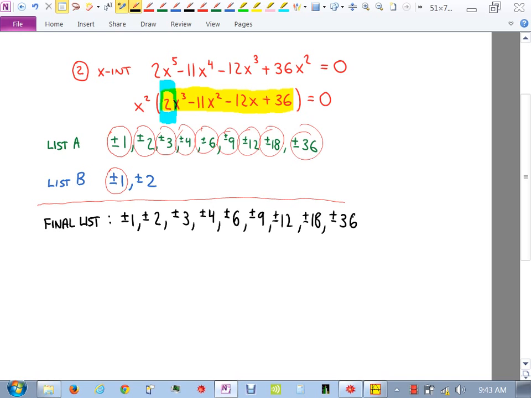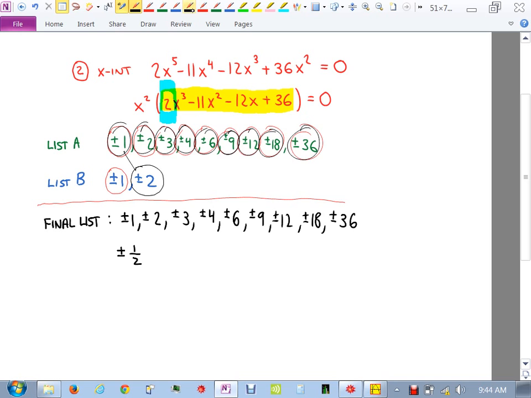Okay, now I have to go through and divide all those numbers this time by 2. So I need to take every number I had in my original list, my list A, and now divide each of them by 2. All right? So let's take the first one. What's 1 divided by 2? Plus or minus a half. So I'm going to add that to the list. I'll just put it below here. Plus or minus a half.